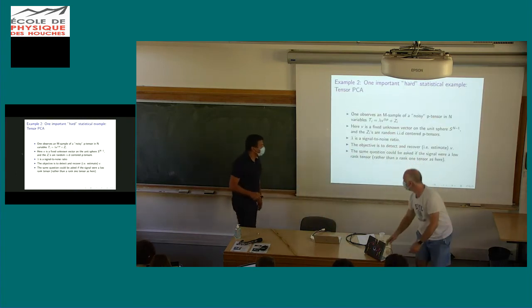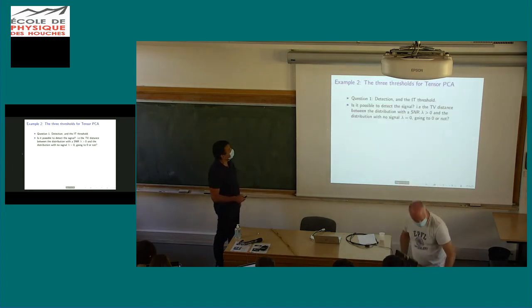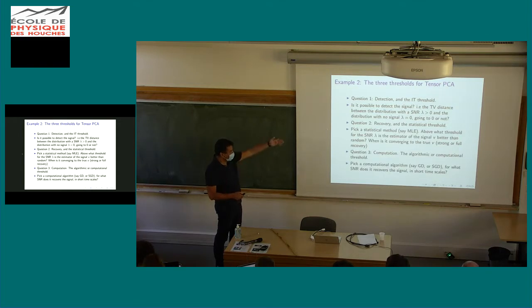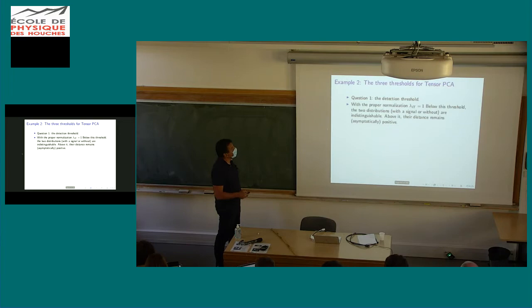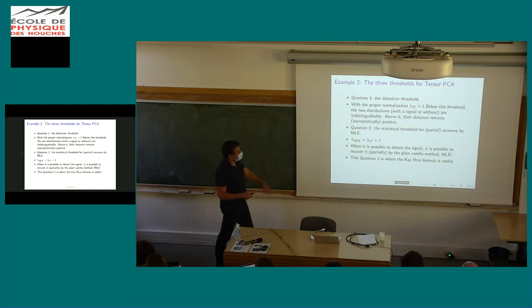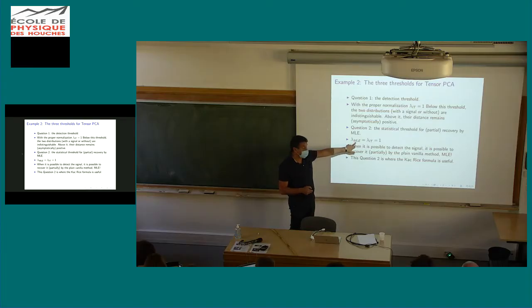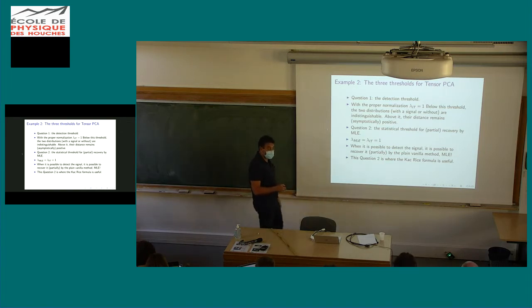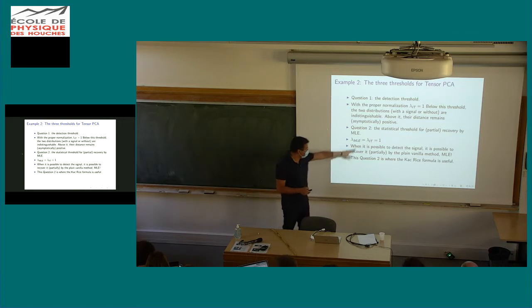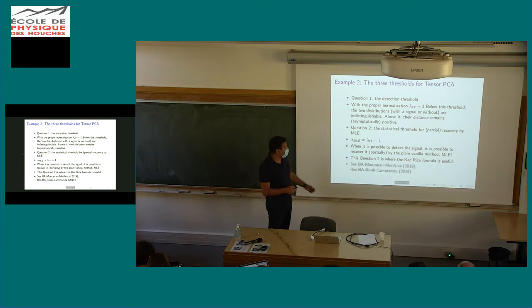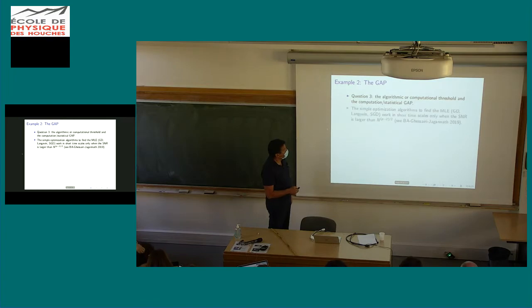Okay, better? So we mentioned this question about detection for tensor PCA, and then the different question, recovery, computation, and all that was explained. I mentioned the gap. Remember that the statistical threshold for MLE was the same as the IT threshold, so there's nothing to gain there. MLE is good. And this was done using this Kac-Rice formula, which I reminded you last time. And again, there was this gap. This is interesting.